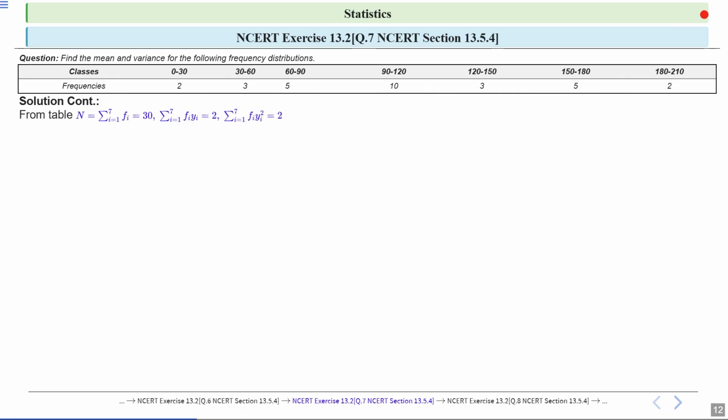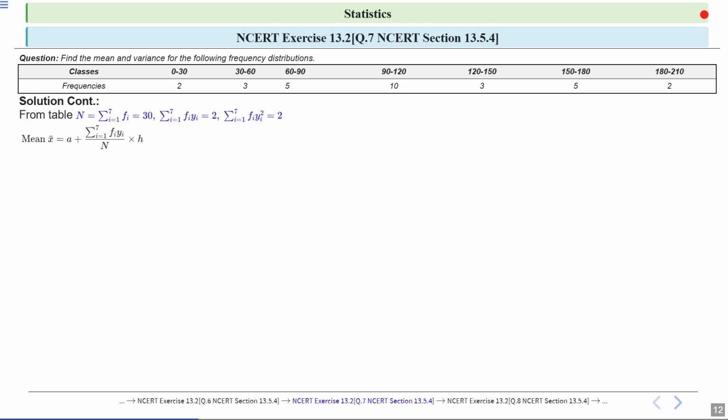First, let's see what we have obtained. From the table, we get n equal to the summation from i equal to 1 to 7 of fi equal to 30, the summation of fi times yi is 2, and the summation of fi times yi square is 76. These values are essential for our calculations. So we will use these values to calculate the mean.